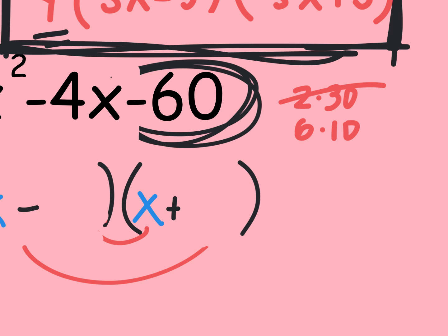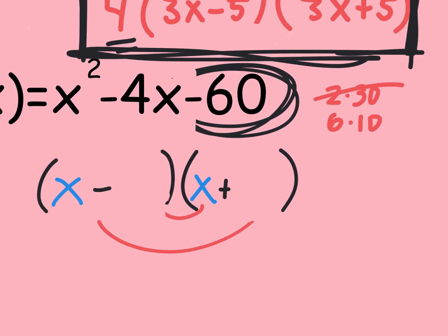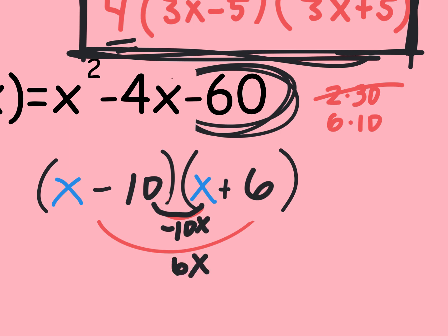Dylan, what do you say? We're x minus what and x plus what? X minus 10, x plus 6. And I can check him quick by going negative 10x for these two, 6 times x is 6x for those two. And when I put those together, it makes negative 4x.